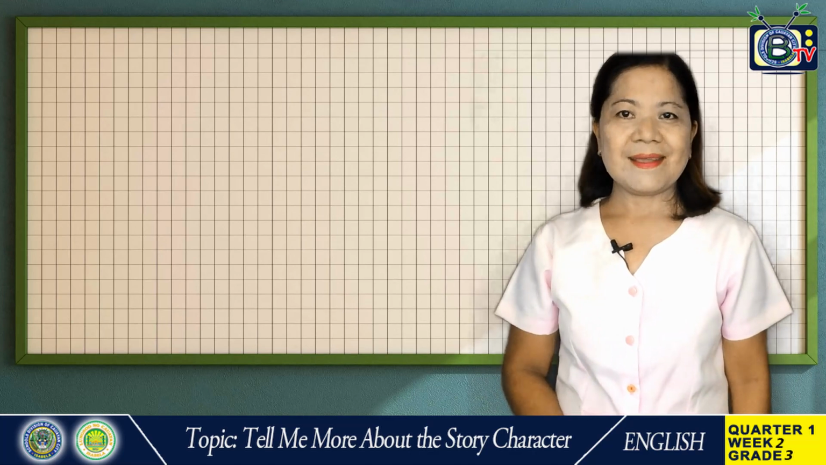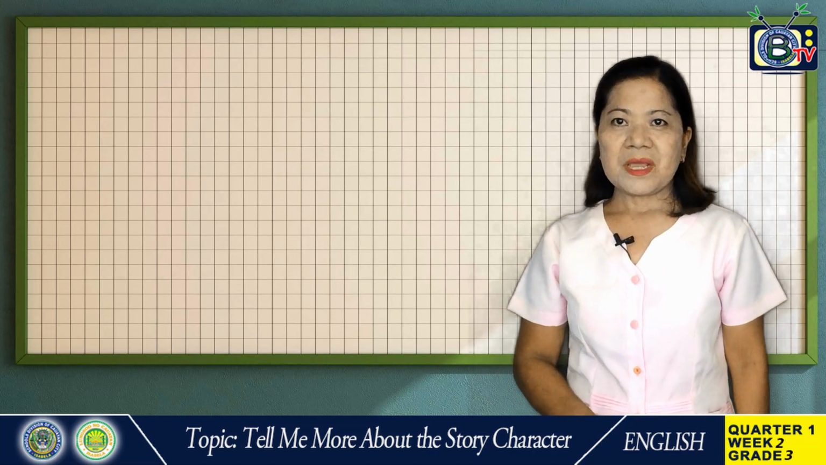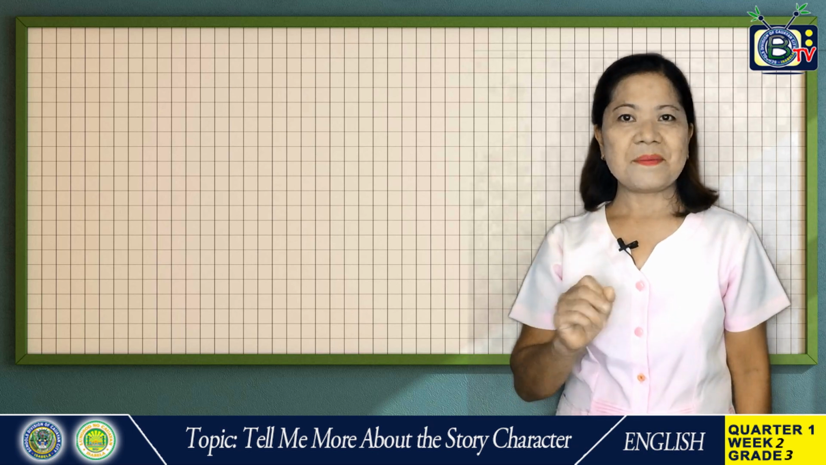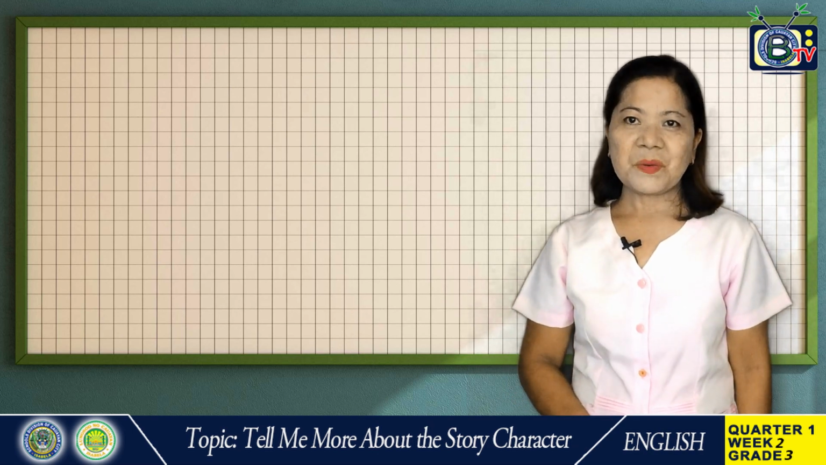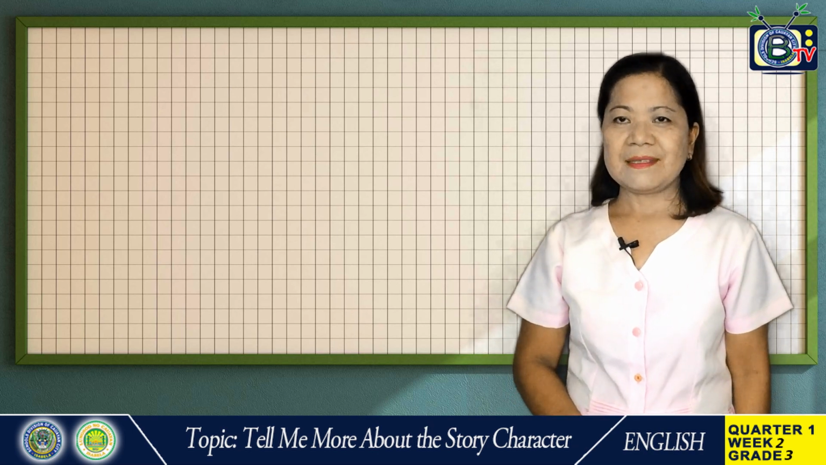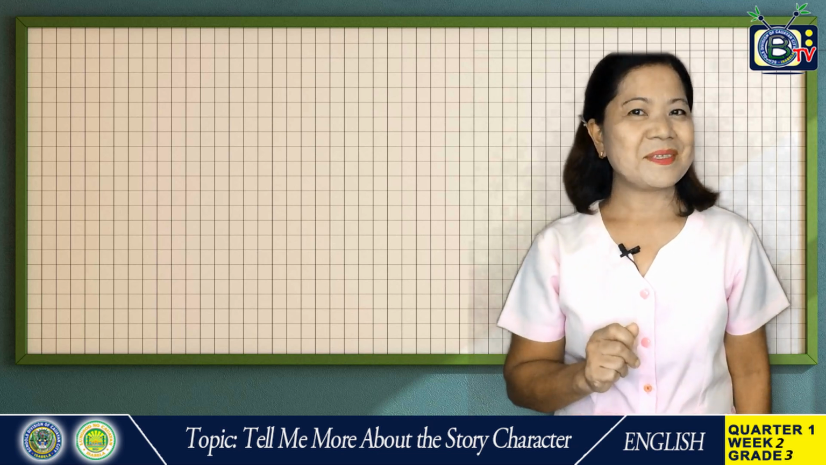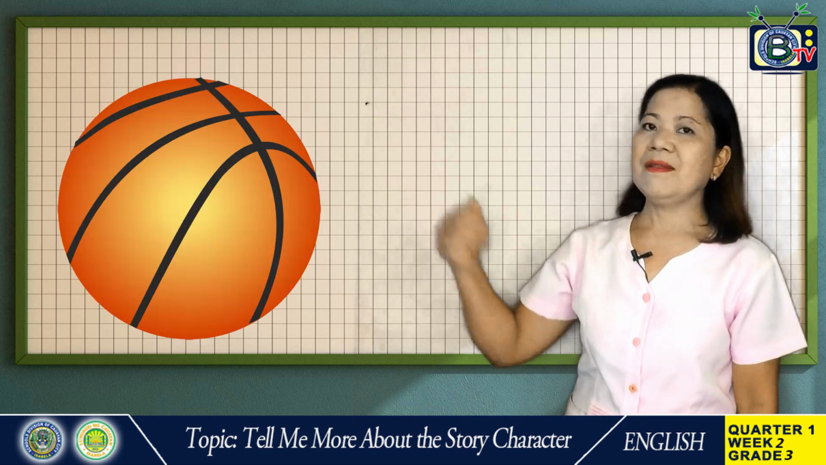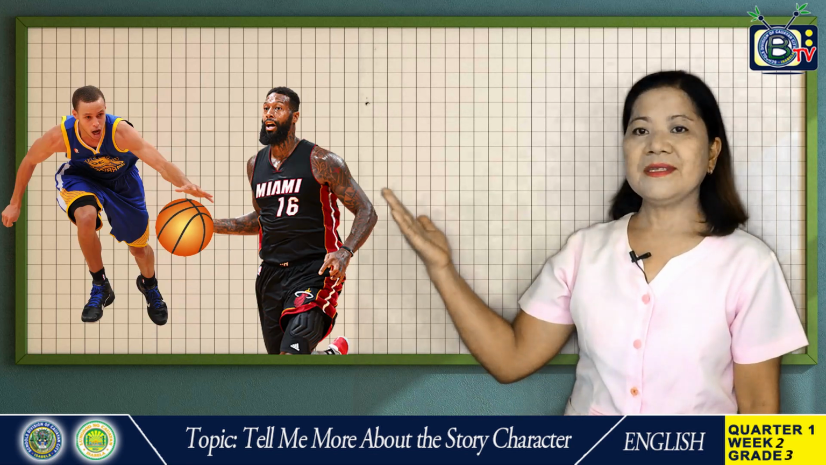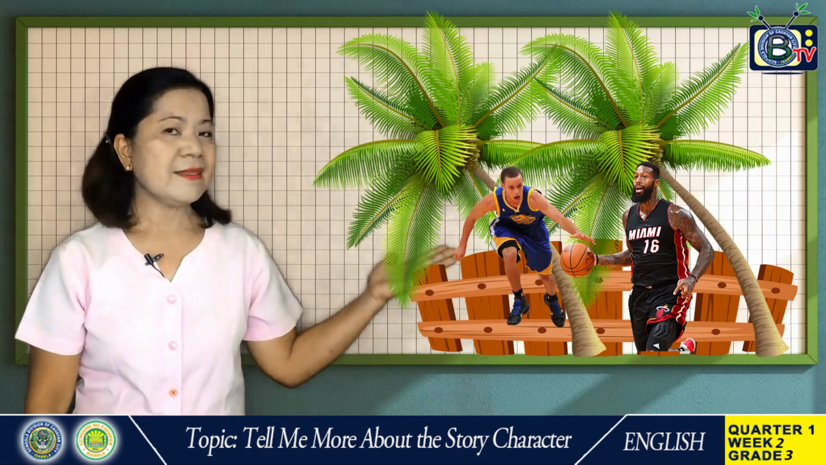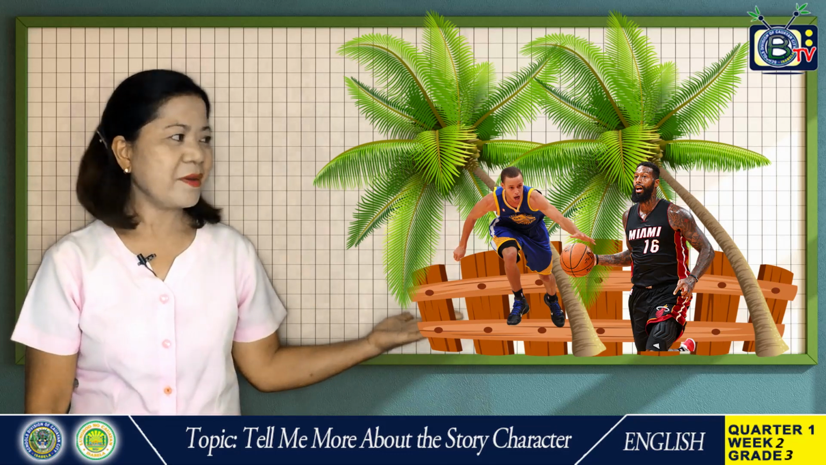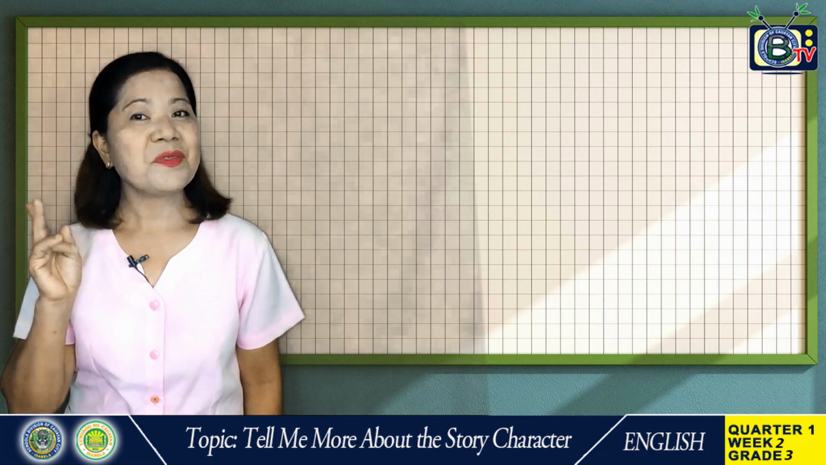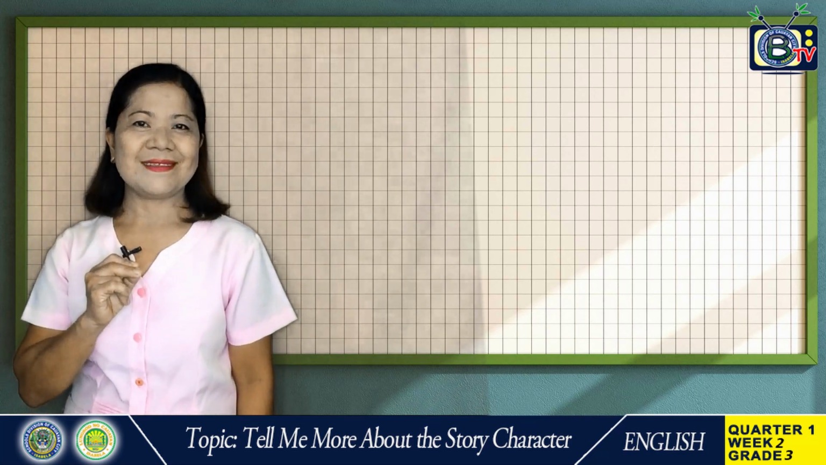Let's all read the directions. Tell a story about the picture. Write at least 3 sentences about the story. Use the words below to make your sentences. Be ready to share your story. The words are ball, brothers, coconut trees, flowers, and play. I'll give you 2 minutes to do it, children.